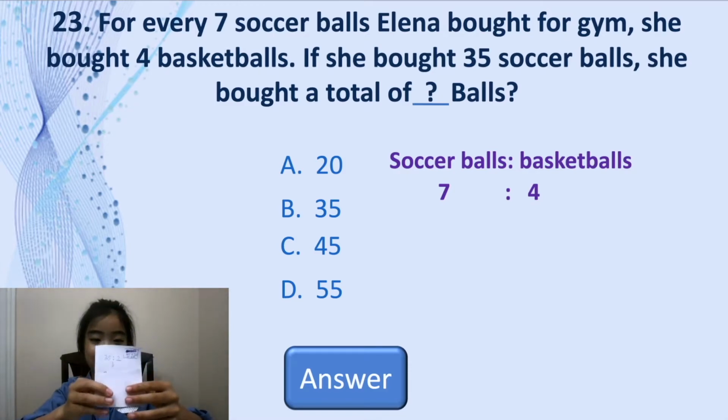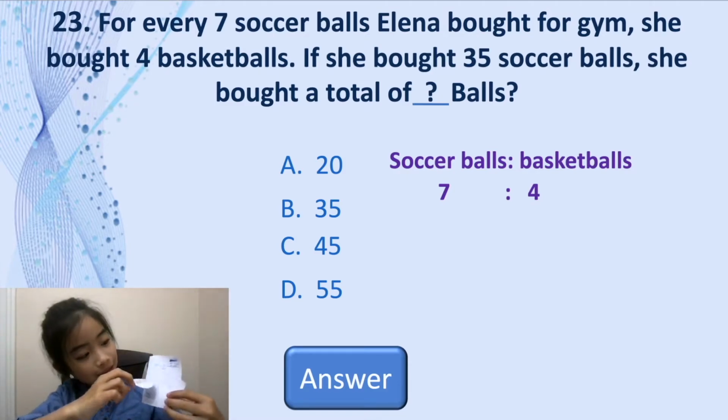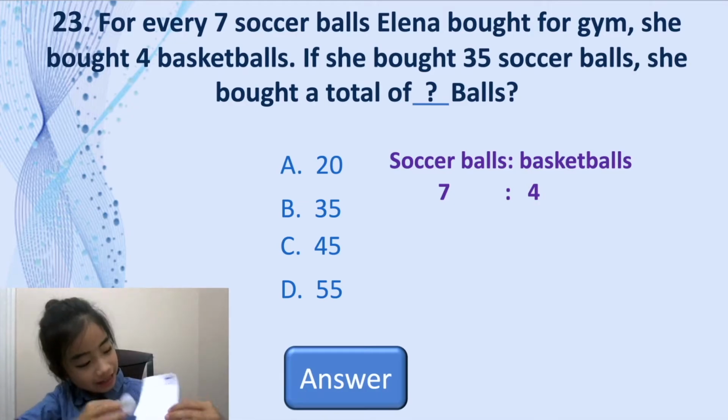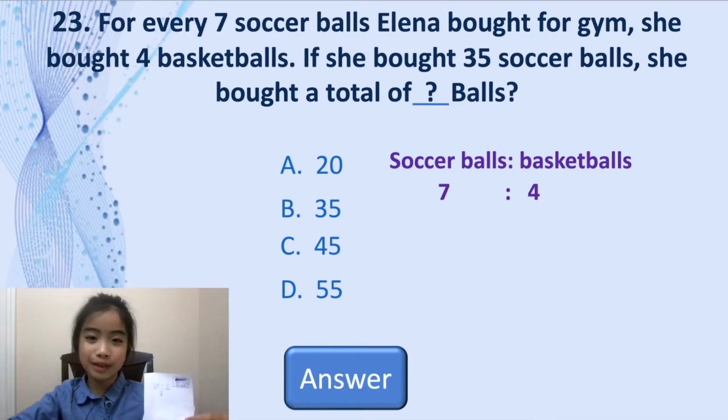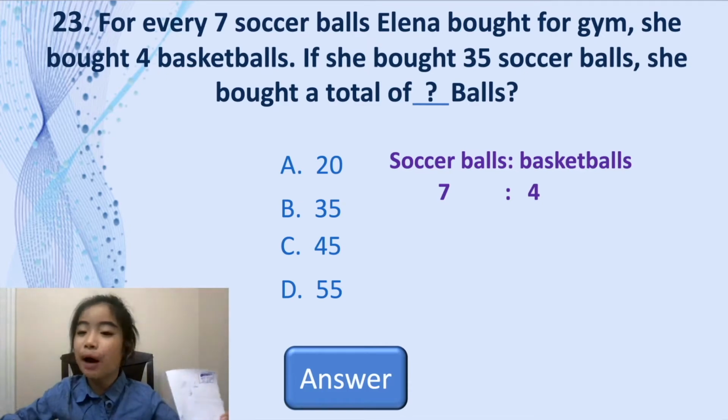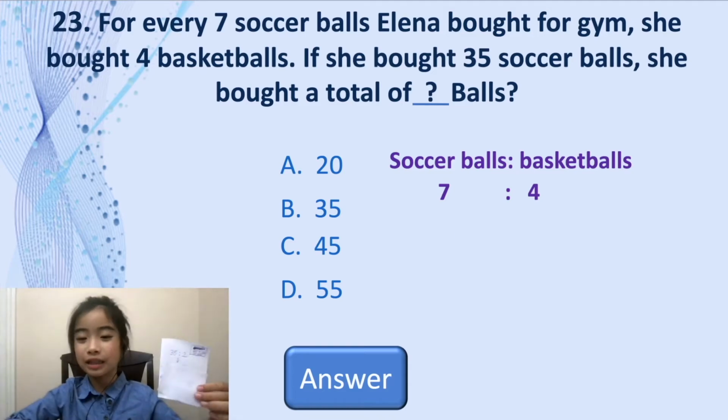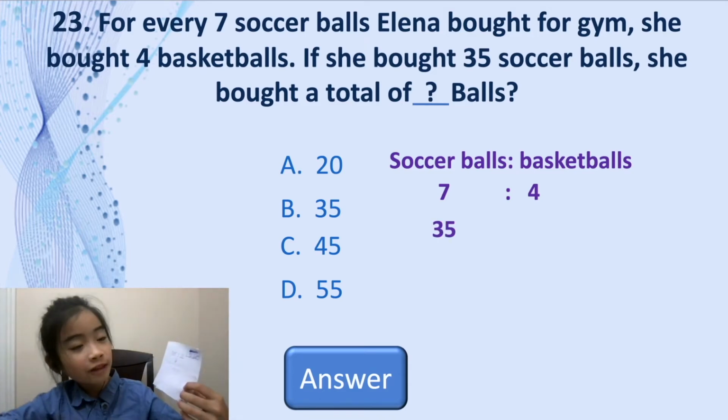Now, moving on. As you can see right here, we have 35 to question mark, because it says if she bought 35 soccer balls, she bought a total of how many balls? So there are 35 soccer balls.